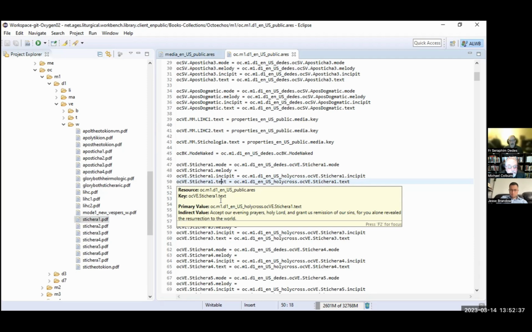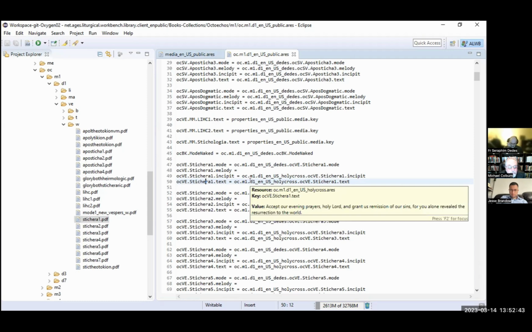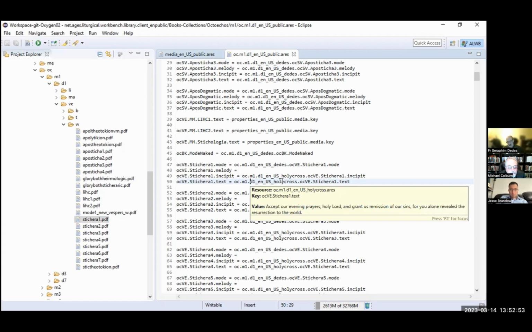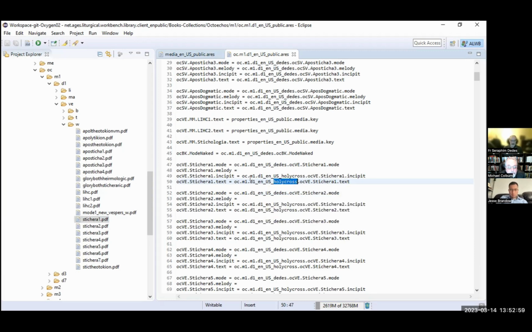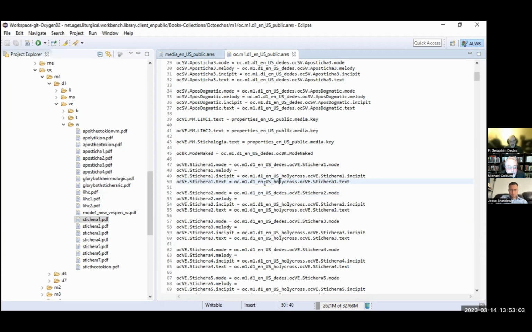So when we encounter the value of this key in an HTML file, it will have above it the links to this hymn, which is "Accept Our Evening Prayers, O Holy Lord." So it happens to be the Holy Cross version of it. That can change, whatever it is.